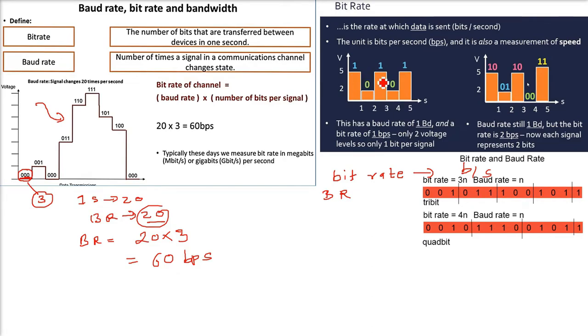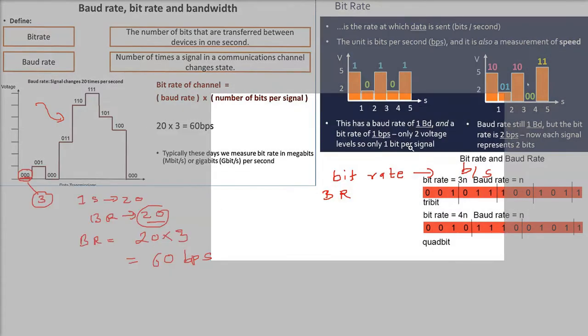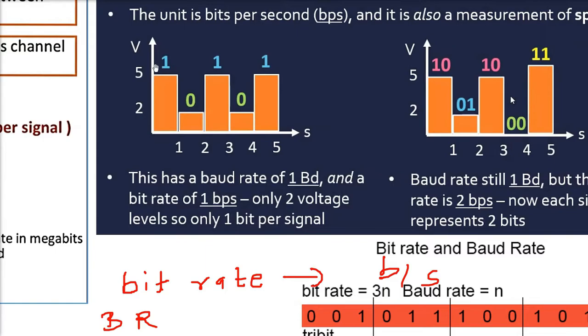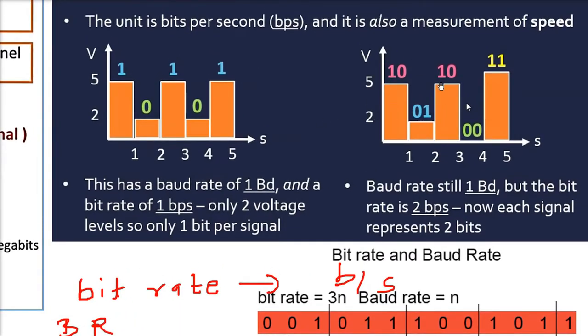So here you see 2 more figures. This has a baud rate of 1 baud and a bit rate of 1 bit per second, only 1 bit is going, 1 bit per signal. Here you have 2 bits per symbol. So the baud rate is still 1 baud, but the bit rate is 2 bps.